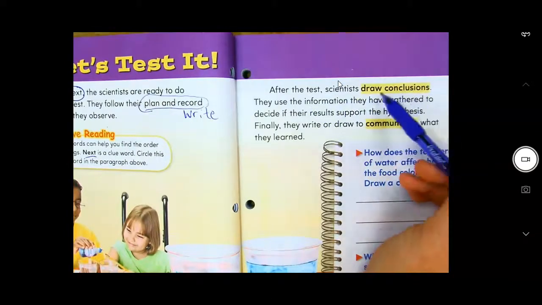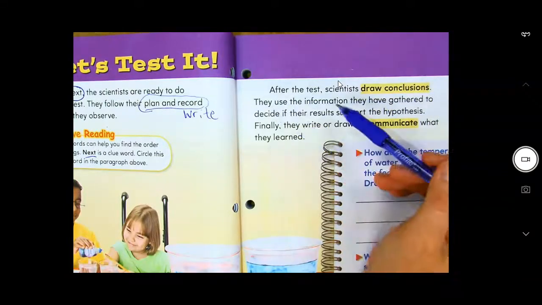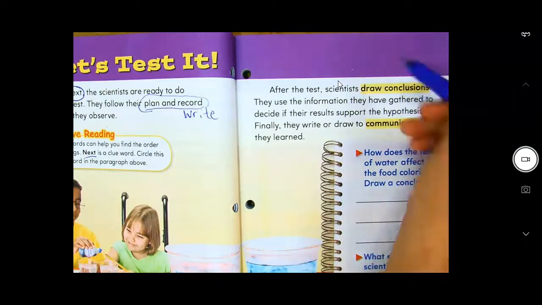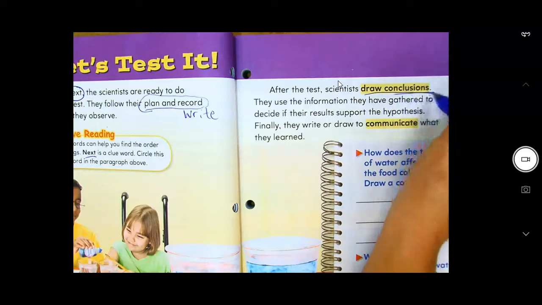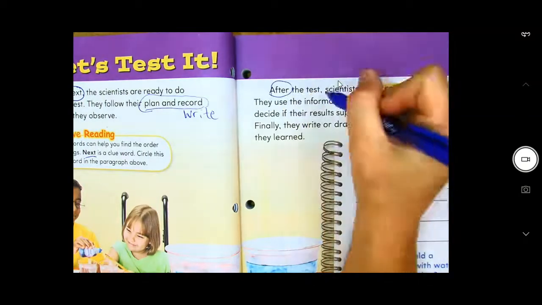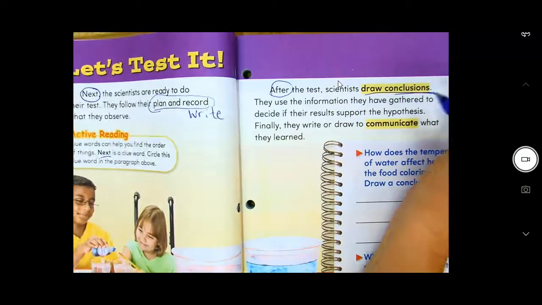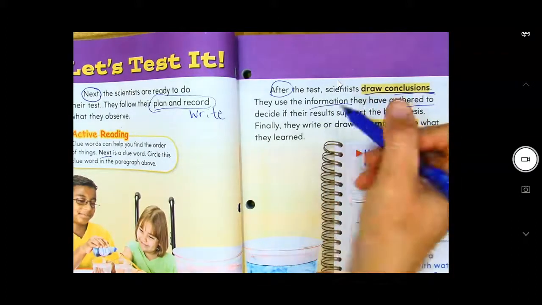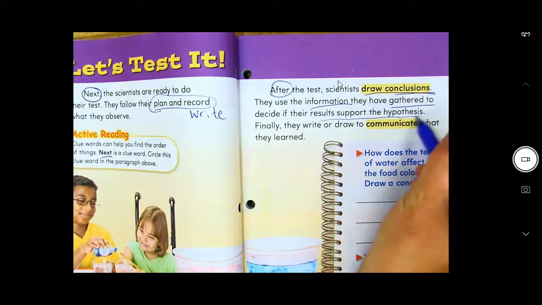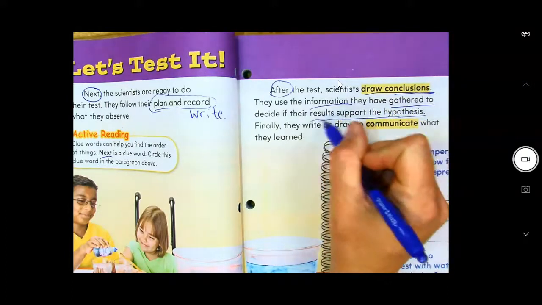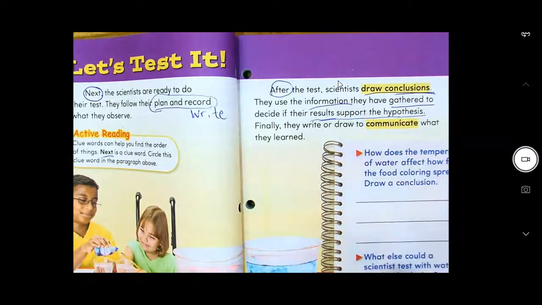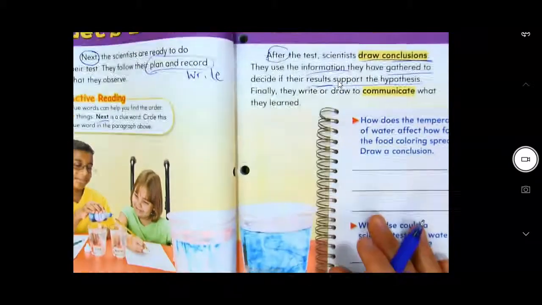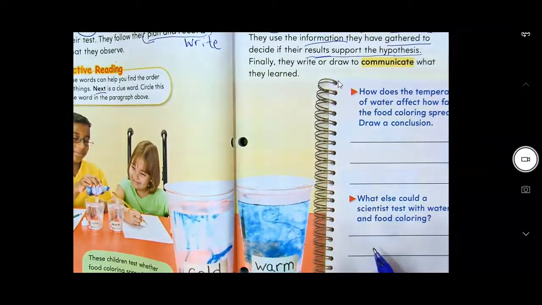After the test, scientists draw conclusions. They use the information they have gathered to decide if their results support the hypothesis. So to draw conclusions, this happens after the test. So after the test, they draw conclusions. They gather information to decide if their results support their hypothesis. So if the results are what happened, okay? What happened? What do you think happened here? The food coloring spread faster in the warm water, okay?